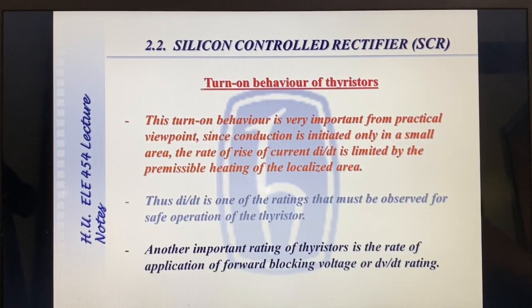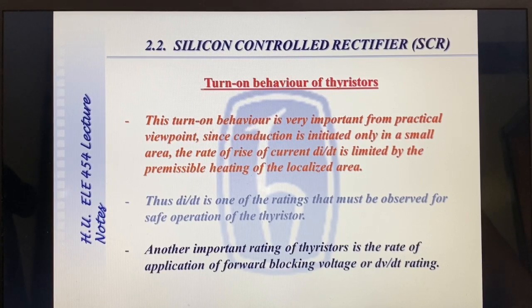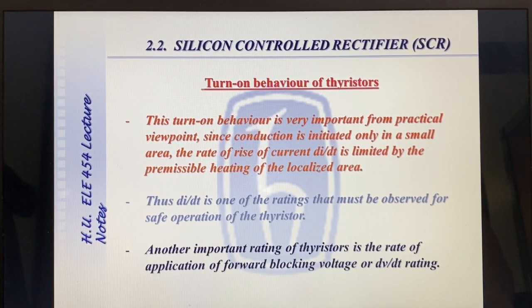This turn-on behavior is important from a practical viewpoint since conduction is initiated only in a small area. The rate of rise of current is limited by the permissible heating of the localized area. Thus, the di/dt is one of the ratings that must be observed for safe operation of the thyristor. Similarly, the rate of application of forward blocking voltage, or dV/dt rating, should be considered because a high dV/dt may misfire the thyristor, put it into conduction in an undesirable manner.